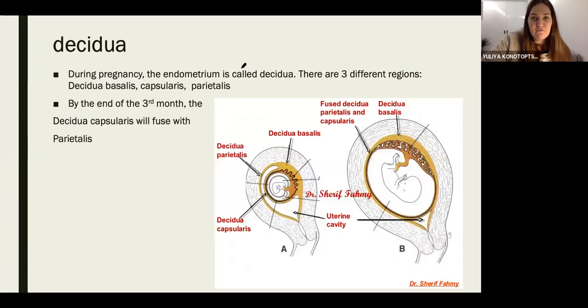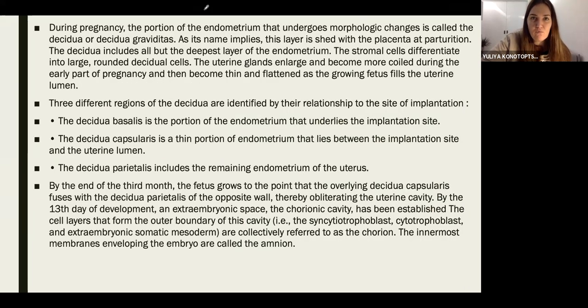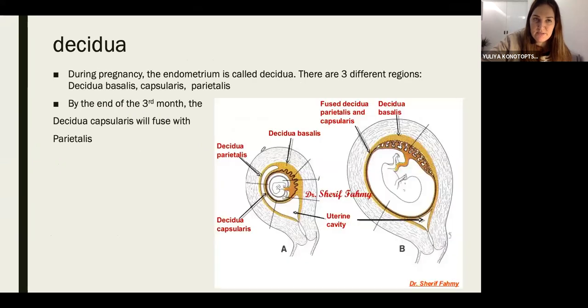So now we start the fun part. We start the embryology. So I told you to refresh your things a bit, right? So you remember this. Okay, so during pregnancy, the endometrium will be called decidua, and there are going to be different parts of the decidua, like basalis, capsularis, and parietalis. So let's go to the next picture.